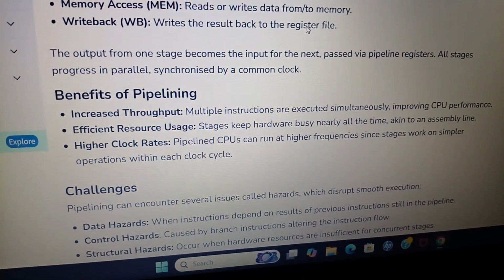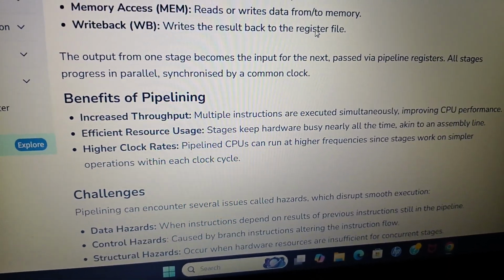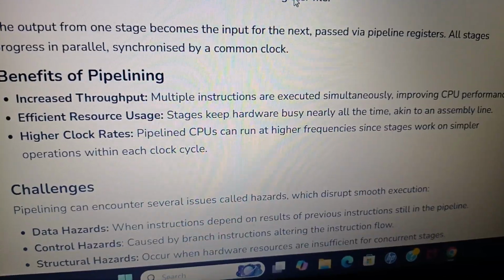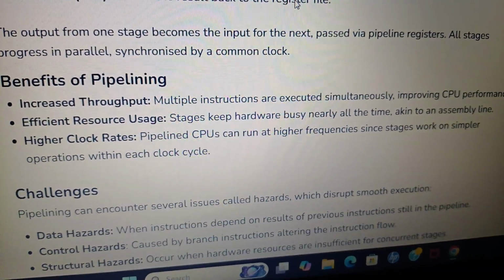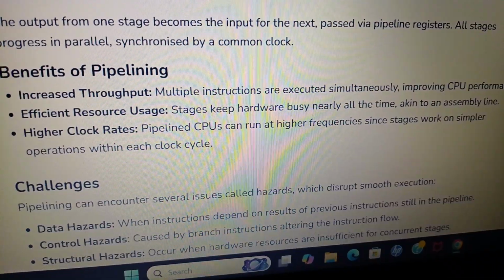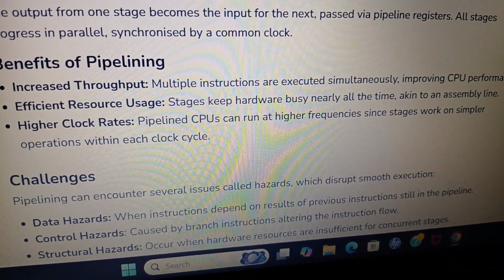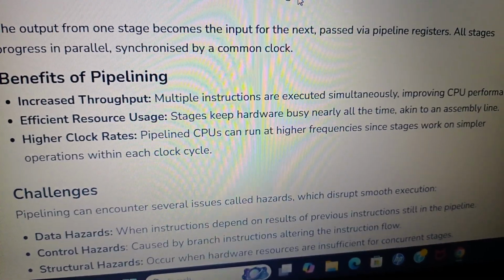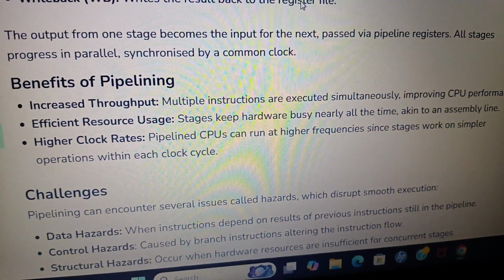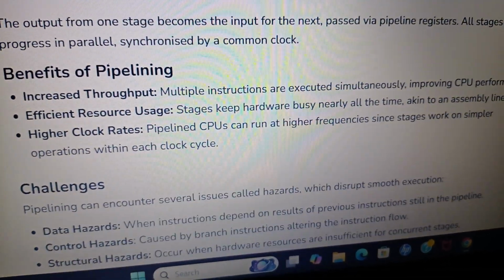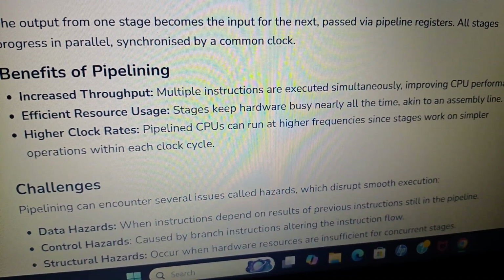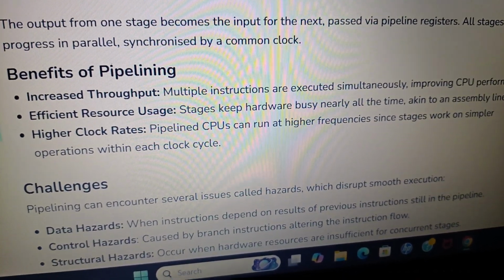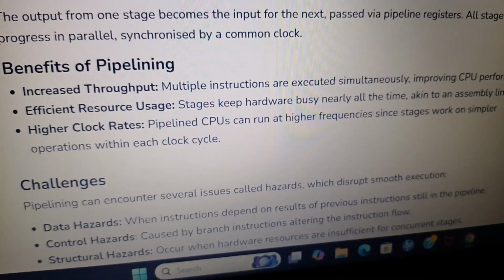Benefits of pipelining: increased throughput. Multiple instructions are executed simultaneously, improving CPU performance. Efficient resource usage. Each stage keeps hardware busy nearly all the time, akin to an assembly line. Higher clock rates. A pipelined CPU can run at a higher frequency since the stages work on simpler operations within each clock cycle.